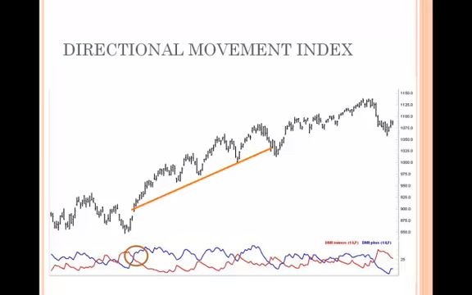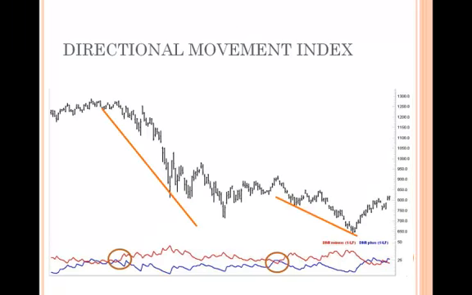DMI is very useful, especially in trending markets, as it can generate strong buy and sell signals. When the positive DI crosses above the negative DI, it is a strong buy signal. When the positive DI crosses below the negative DI, it is a strong sell signal.